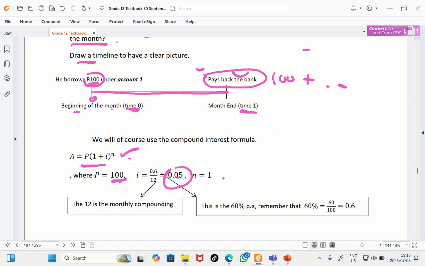So we just go 60%. 60% is the same as 60 over 100. Remember I said this symbol means over 100. So it gives you 0.6. And then this is basically 60%, you split it 12 times, so you divide it by 12. That's why I have 0.05 there. Happy?